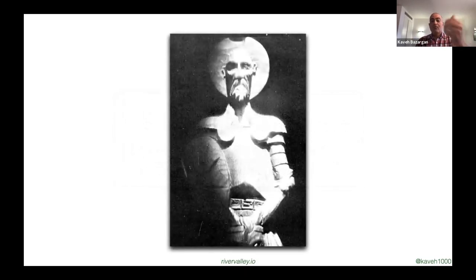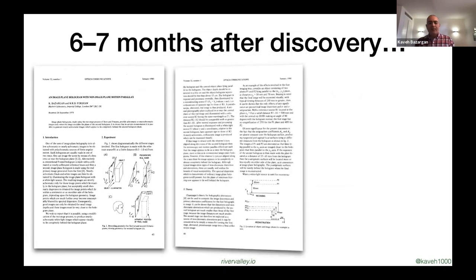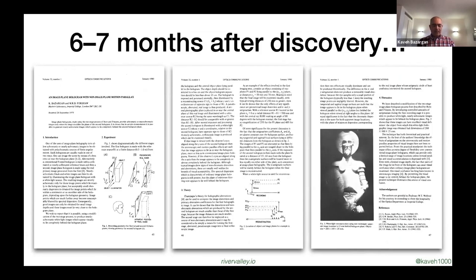I took a photo of this, the image. It was a sort of wooden carving of Don Quixote. And about 6 or 7 months after I'd first made that discovery, I put discovery in inverted commas because it's not an earth-shattering discovery, but it was interesting enough to publish, we got a short publication in Optics Communication. And this is it. This is our paper. And this is, up to now, all people know about what we did. This is the story. There's nothing more.